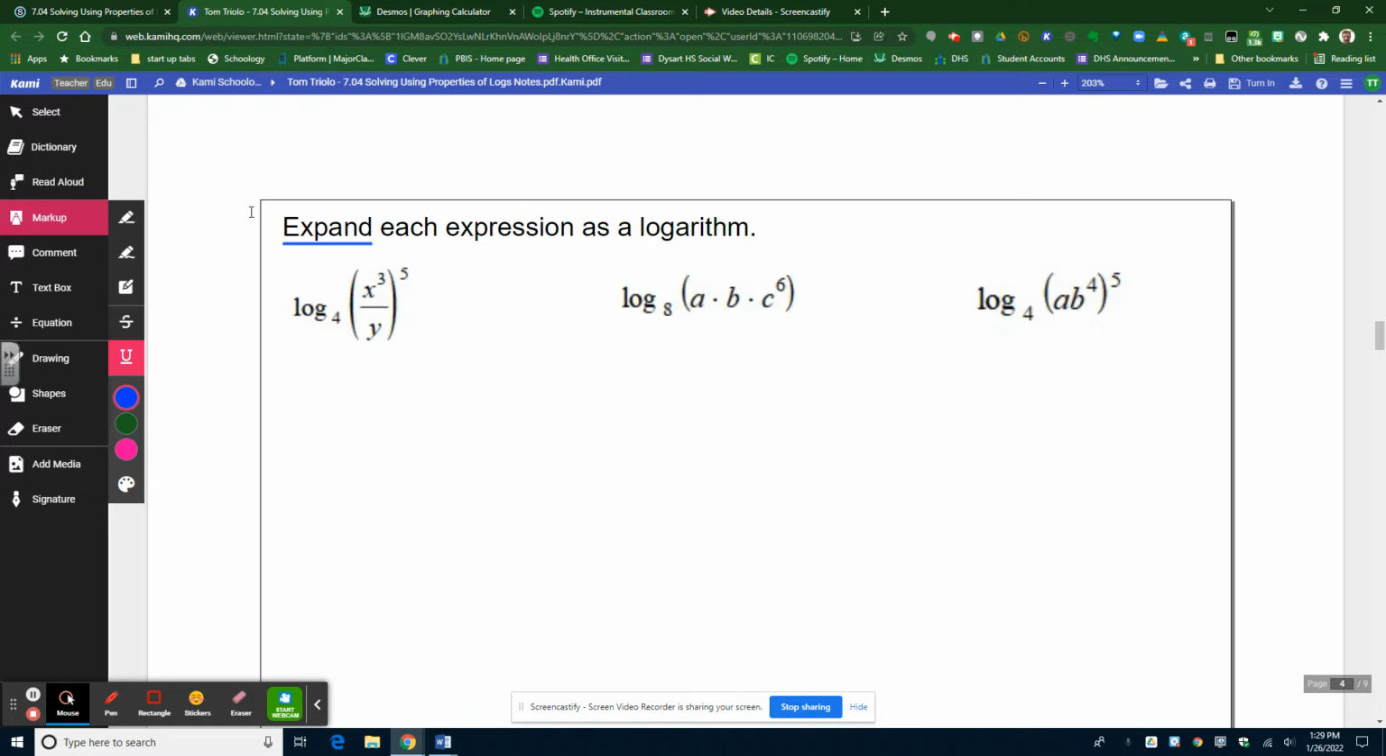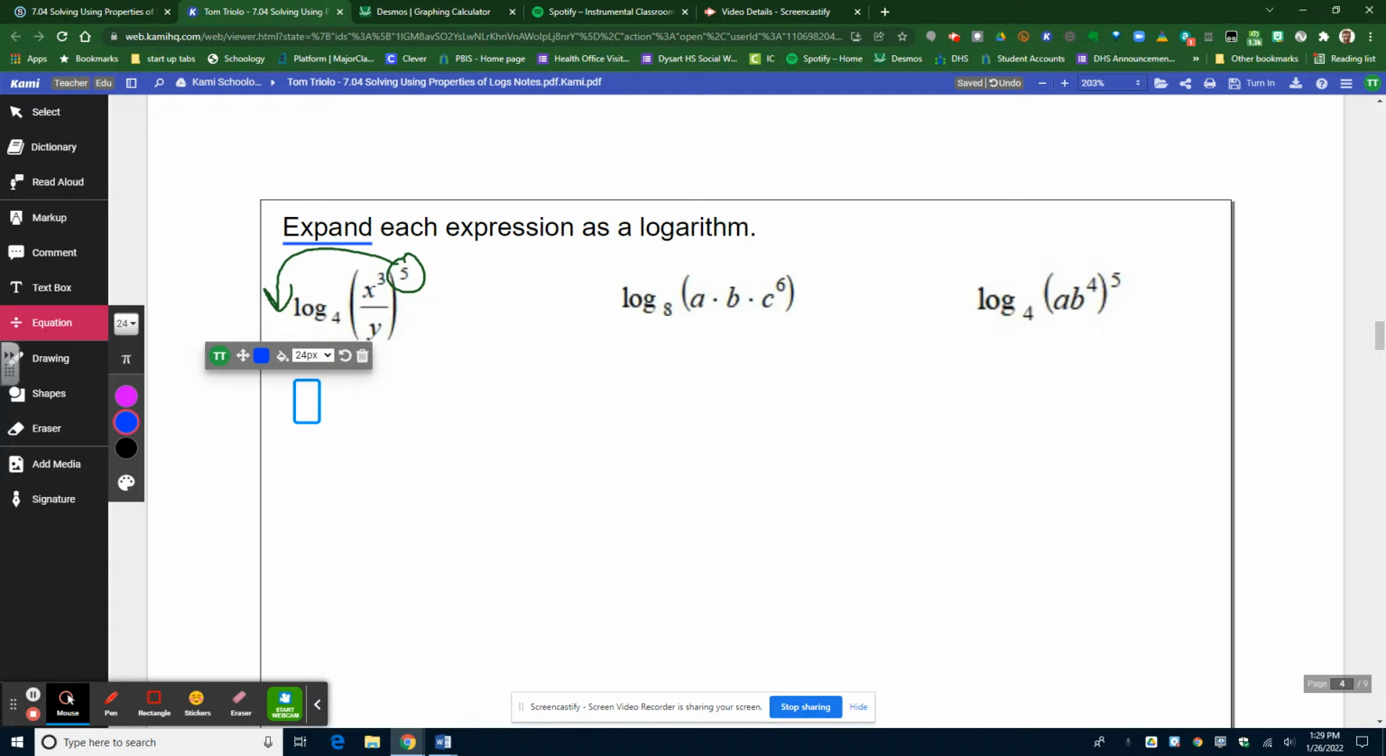Cool. First step. That's 5. Before we put it on the exponent, we're doing this in reverse. So it is now going in front of the logarithm. So 5, logarithm of base 4. Everything else is going to stay the same. X to the 3rd divided by y. Okay. Step number 1.